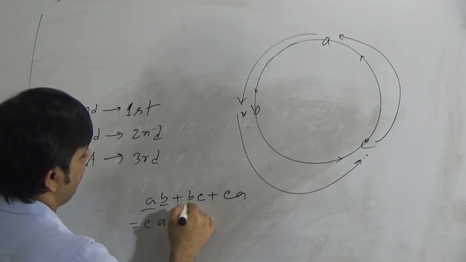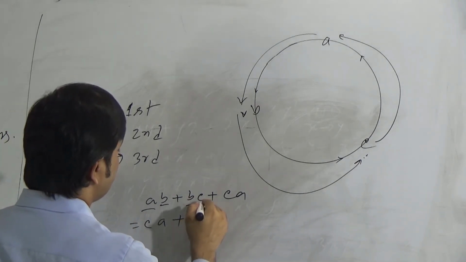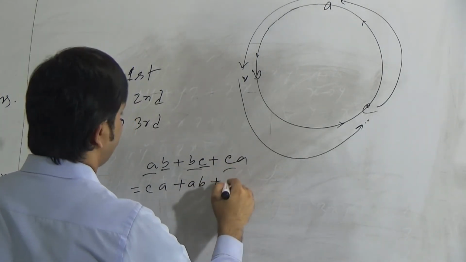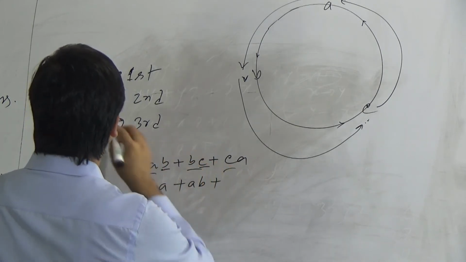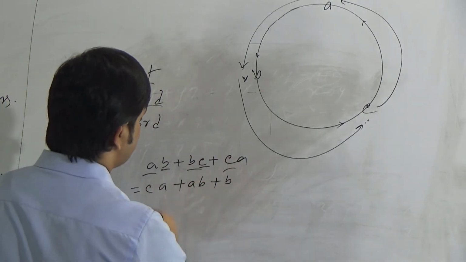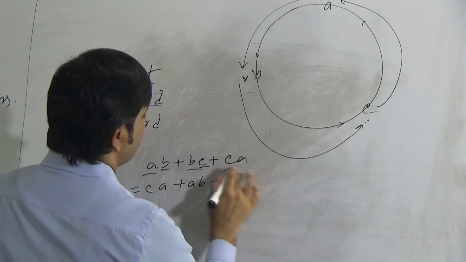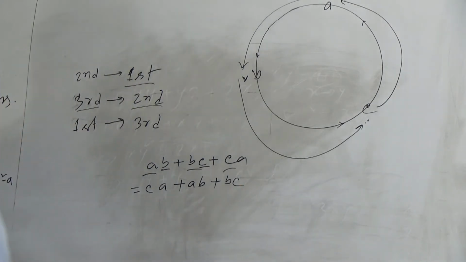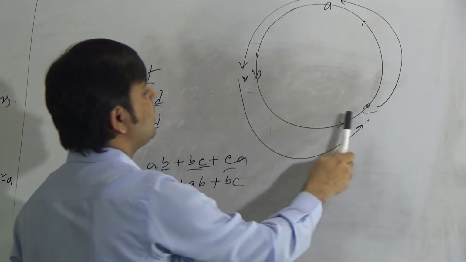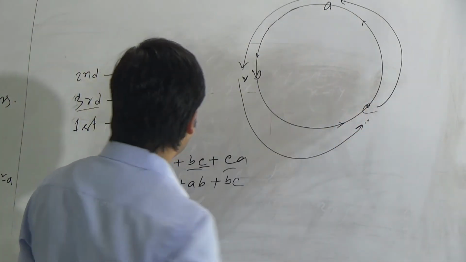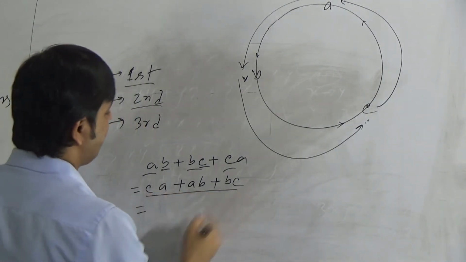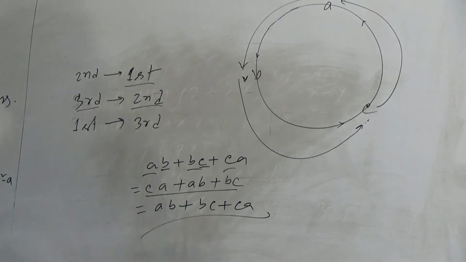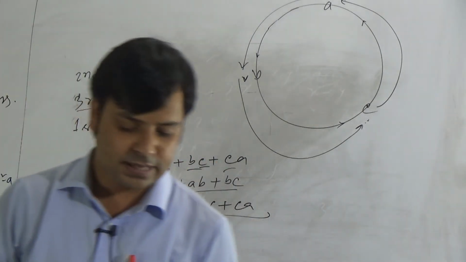Replace the second variable by the first, this will be A. Third variable by second, this will be B. And the first variable by the third. So we have replaced the second variable, it means B we have replaced by A, C we have replaced by B, A we have replaced by C. If we replace, then this expression remains unchanged here, AB plus BC plus CA. So this remains unchanged. So this expression is said to be a cyclic expression.